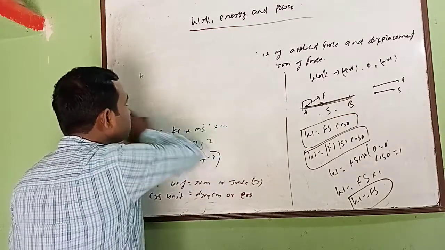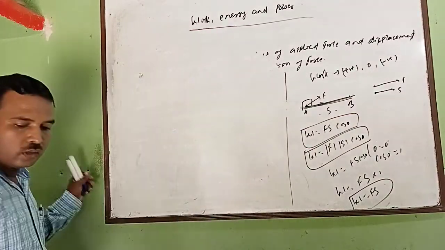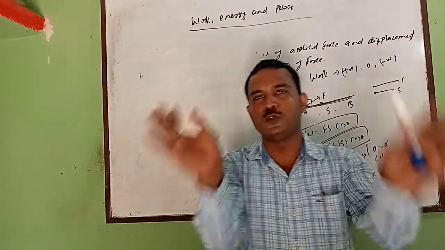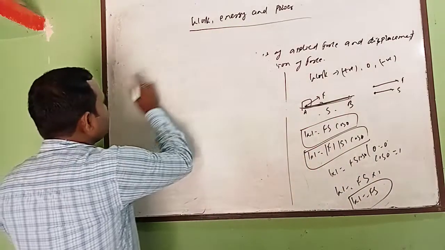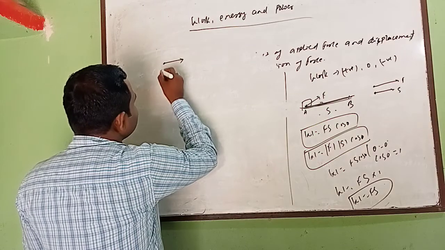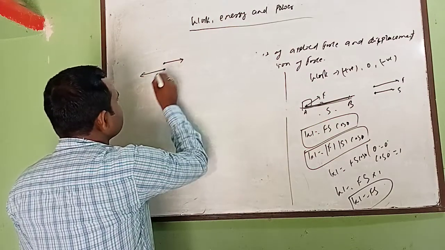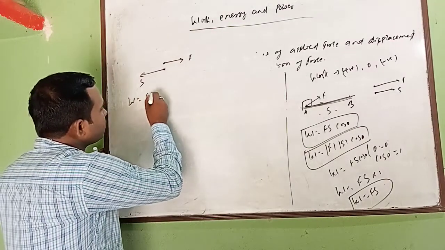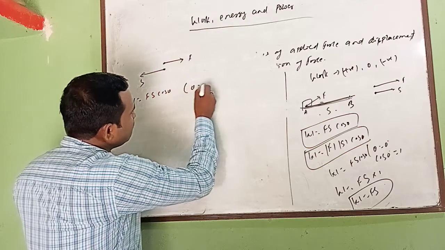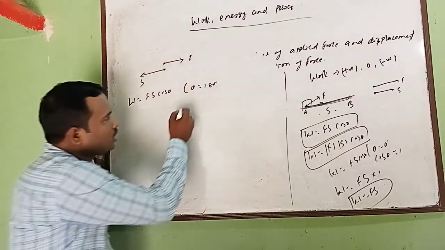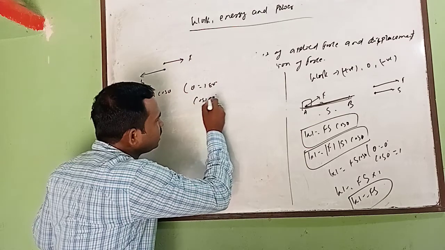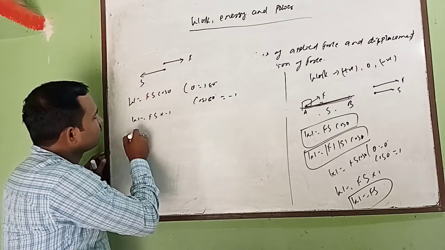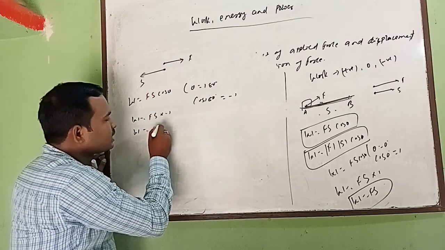Suppose that the object's displacement and the applied force are opposite. Here is the object, the force is here and the displacement is here. So what will happen? You will write W is equal to Fs cos theta. Theta you will take as 180. Cos 180 is minus 1, so W is equal to Fs into minus 1. W is equal to minus Fs.